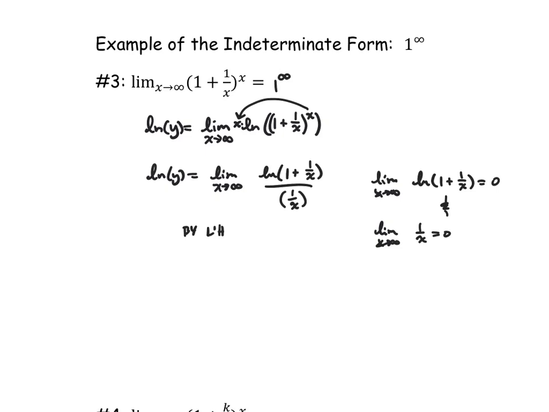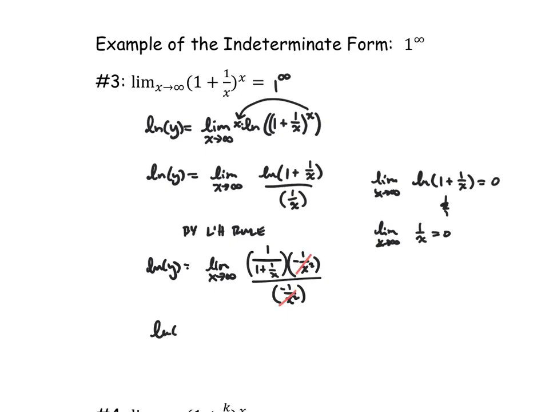So by L'Hopital, ln of y will equal the limit as x approaches infinity of the derivative of the top, which is 1 over 1 plus 1 over x, times the derivative of the inside, right, which is the derivative of 1 plus 1 over x, negative 1 over x squared. Okay, that's the numerator's derivative. The derivative of the denominator is the derivative of 1 over x, which is negative 1 over x squared. Okay, so you can see what's going to happen here. These two are going to reduce.